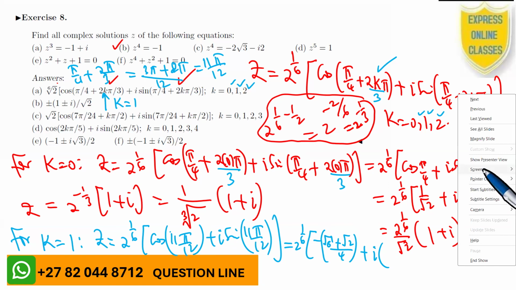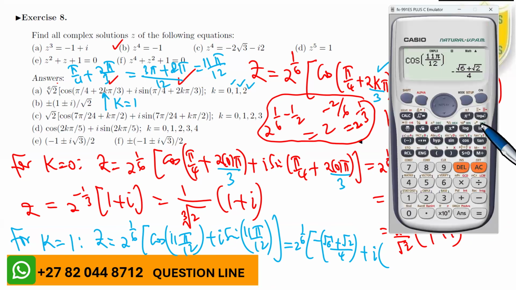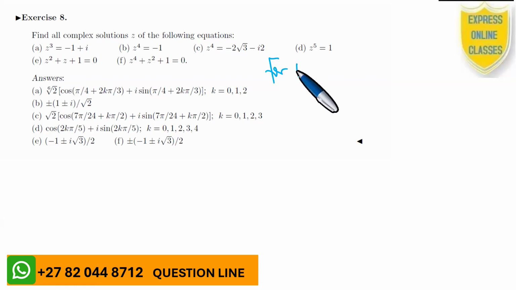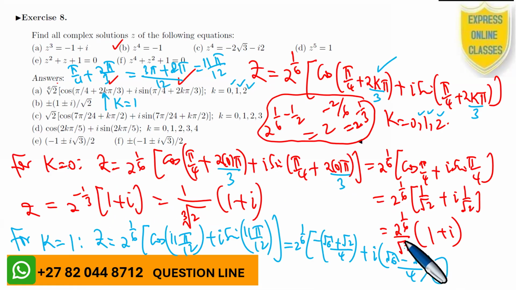Let's do the sine. So we're going to do, right. Then you do sine, which is that: square root of 6 plus square root of 2 over 4. Okay, this is for k equals 0. What we're saying here is that for k equals 0, one of the roots is z equals 1 over the cube root of 2, in brackets 1 plus i.